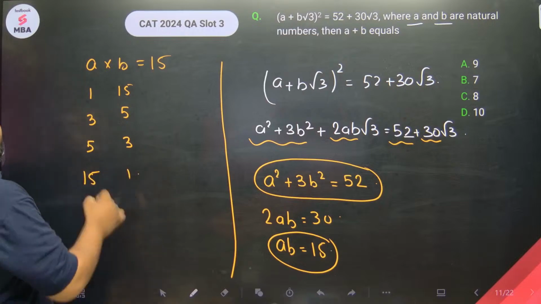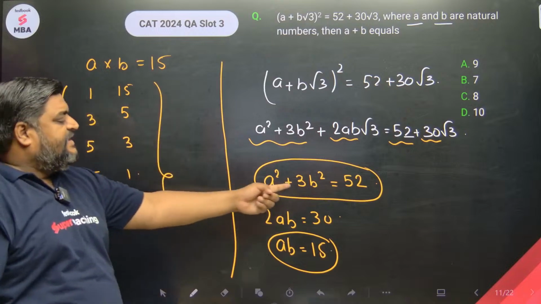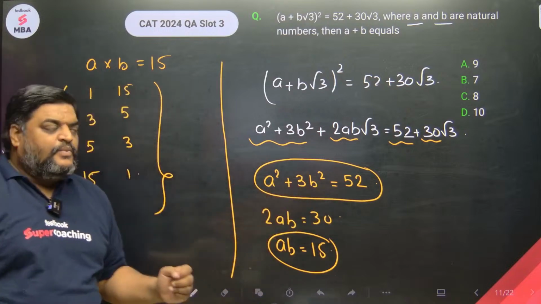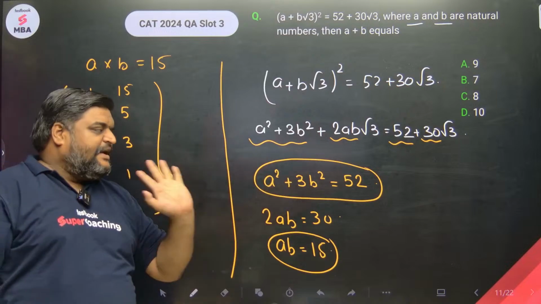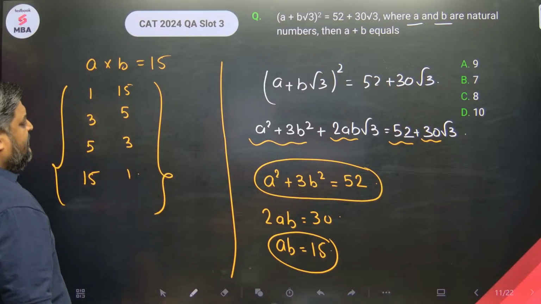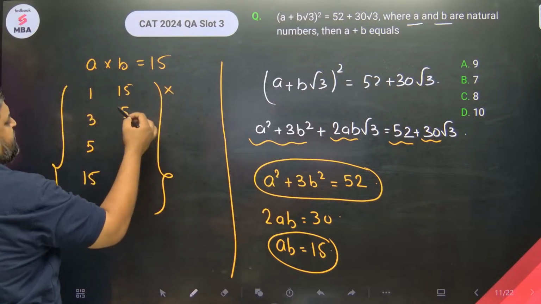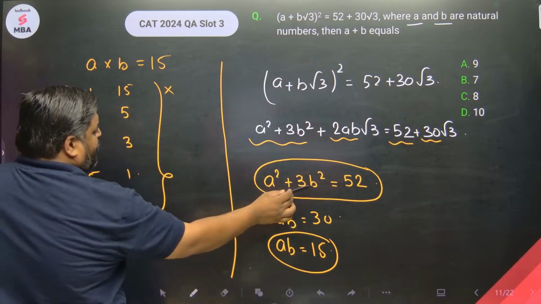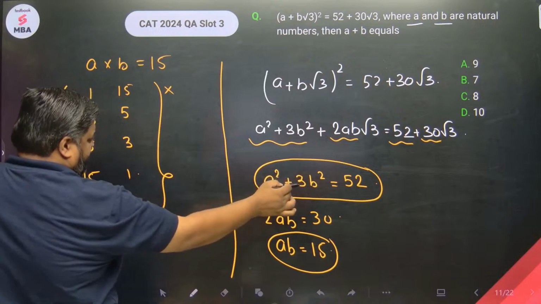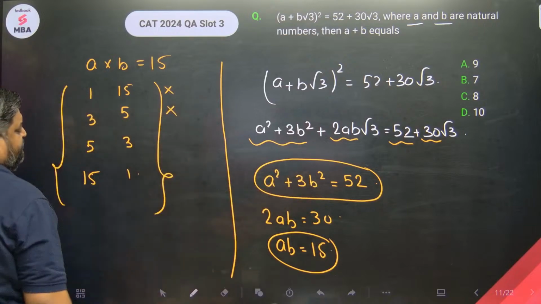One of these pairs should satisfy this equation. Let's try to find out which one. B cannot be 15. This first one is not the case. Okay. अगर B 5 लिया तो 5 square is 25. 25 into 3 is 75. Not possible. So not even this one.